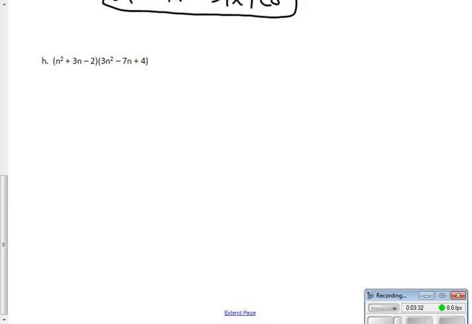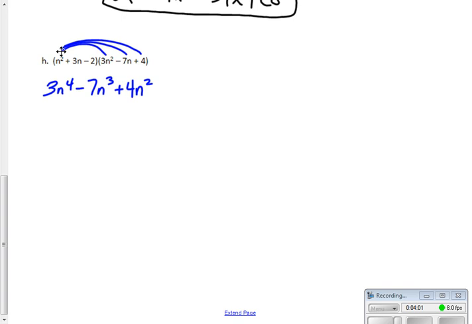Our last example, example H, we have a trinomial multiplied into a trinomial. So take our n squared, multiply everything over into this set here, and we would get 3n to the fourth. n squared times negative 7n is negative 7n cubed. n squared times 4 is a positive 4n squared.